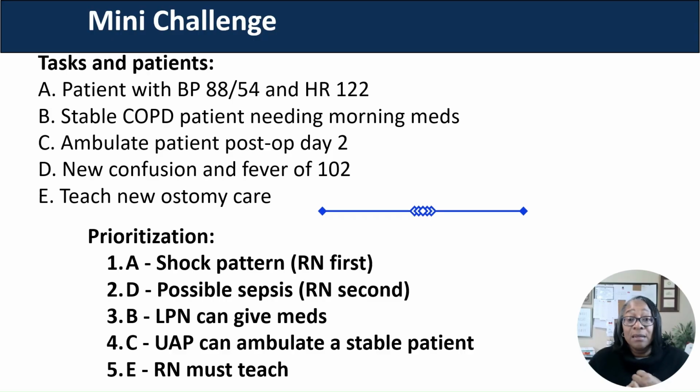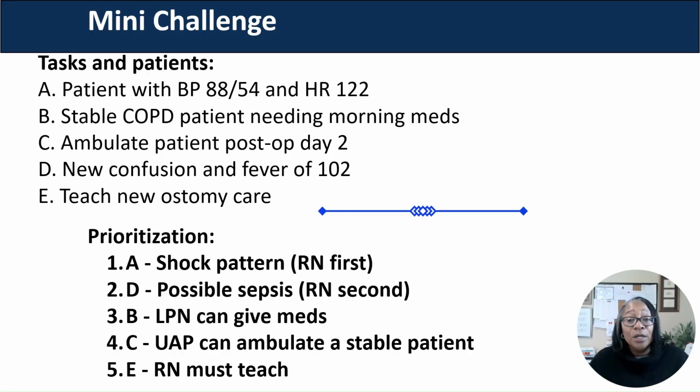So you're going to see patient A first, that patient possibly going into shock, and the RN will see that patient. You will see patient D second, the one with the confusion and the fever, possible sepsis because of the fever. So you'll see them second. Number three, the LPN can see that stable COPD patient needing morning medications.